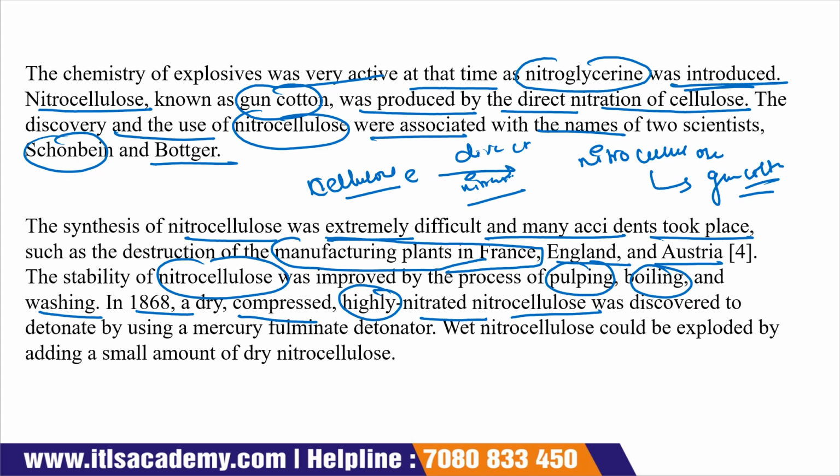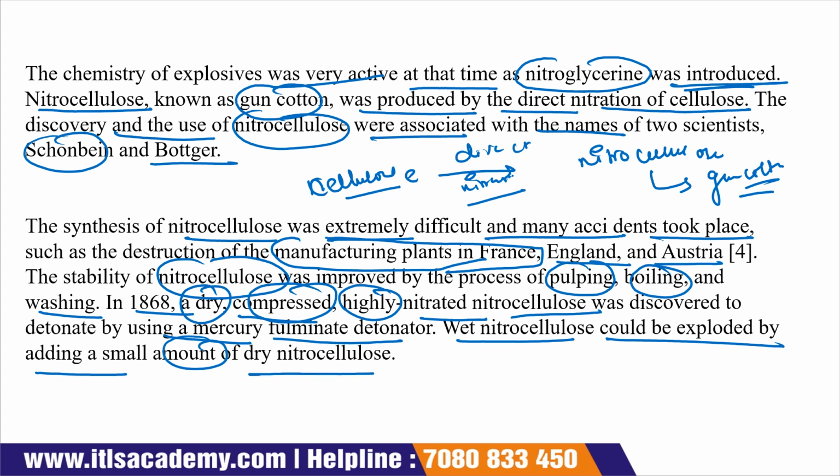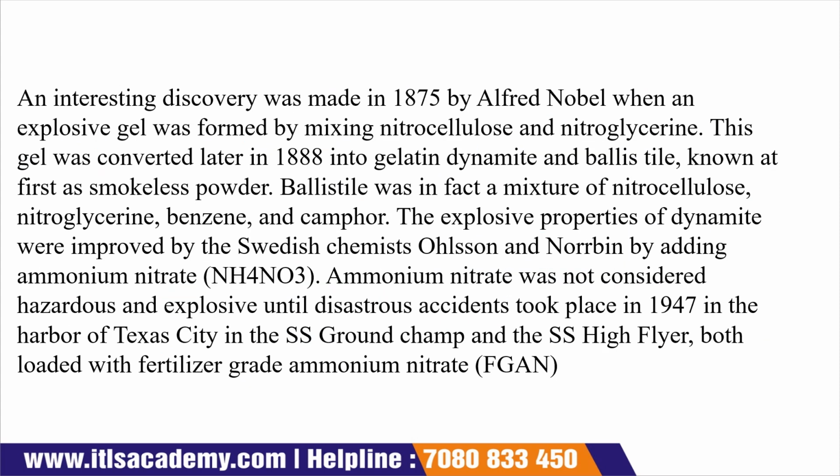In 1868, dry, compressed, highly nitrated nitrocellulose was discovered, which could be detonated using a mercury fulminate detonator. Wet nitrocellulose could be exploded by adding a small amount of dry nitrocellulose. Then an interesting discovery was made in 1875 by Alfred Nobel when an explosive gel was formed by mixing nitrocellulose and nitroglycerine.